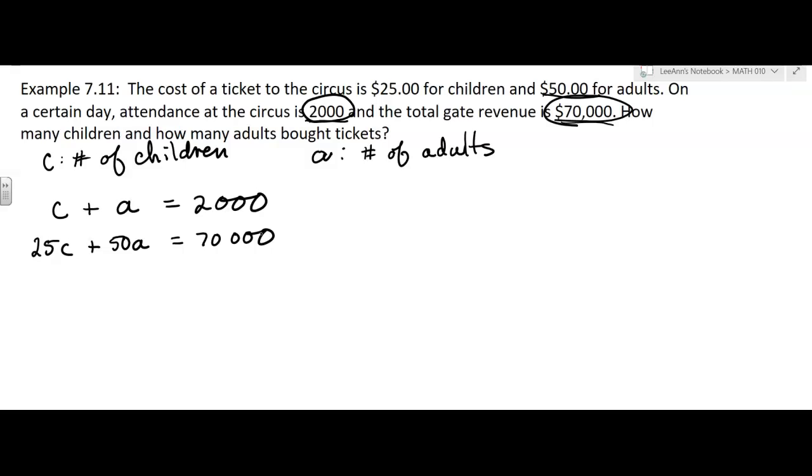Nice. Okay, so it looks like I'm going to use the elimination method or addition method. I'm going to multiply the top equation by negative 25. I have to make sure it's negative, right? So something will eliminate. So I now have negative 25C minus 25A equals negative 50,000. Okay, and then the bottom equation, that's just going to stay the same. So we just copy it over.